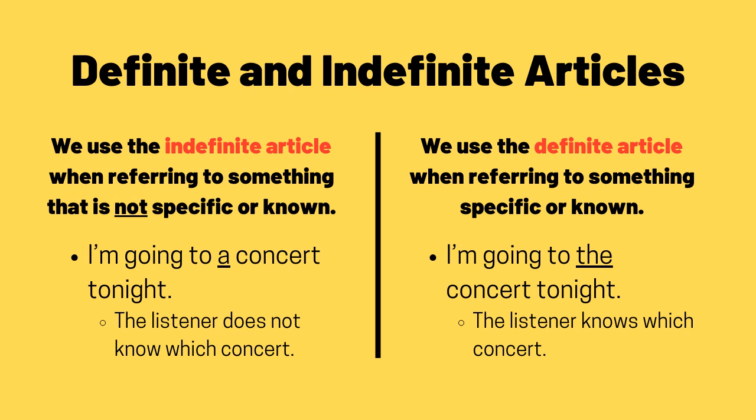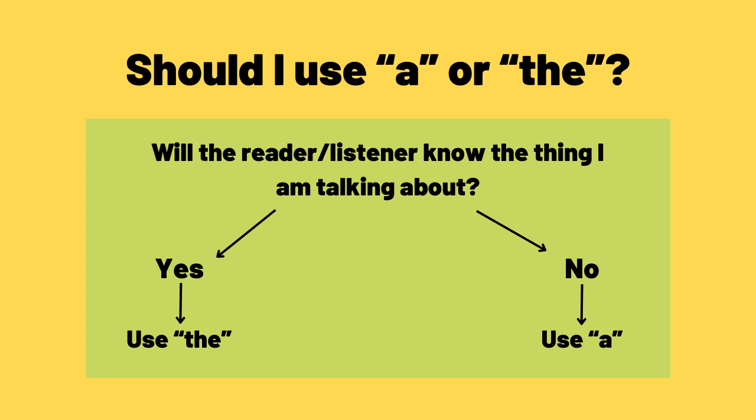If I said to my friend, I'm going to a concert tonight, it means that my friend does not know this concert. It is one of many possible concerts. However, if I said that I'm going to the concert, then it's a concert that my friend already knows. Perhaps we have discussed it, or maybe it's just so well known that I could assume they've heard about it. That's the key difference between definite and indefinite articles.